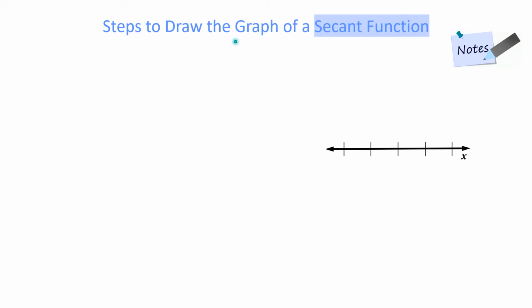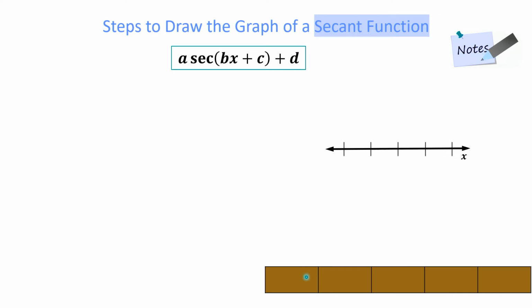Now the steps to draw the graph of the secant function, again, will be very, very similar to what we've just done. We have the general form of the secant function, and we'll have 5 key bits of information that will help us draw or graph one cycle of the secant function. So step 1 is to find the period, and we can work this out by working out 2 pi over the absolute value of b. So this is the same as the cosecant function.